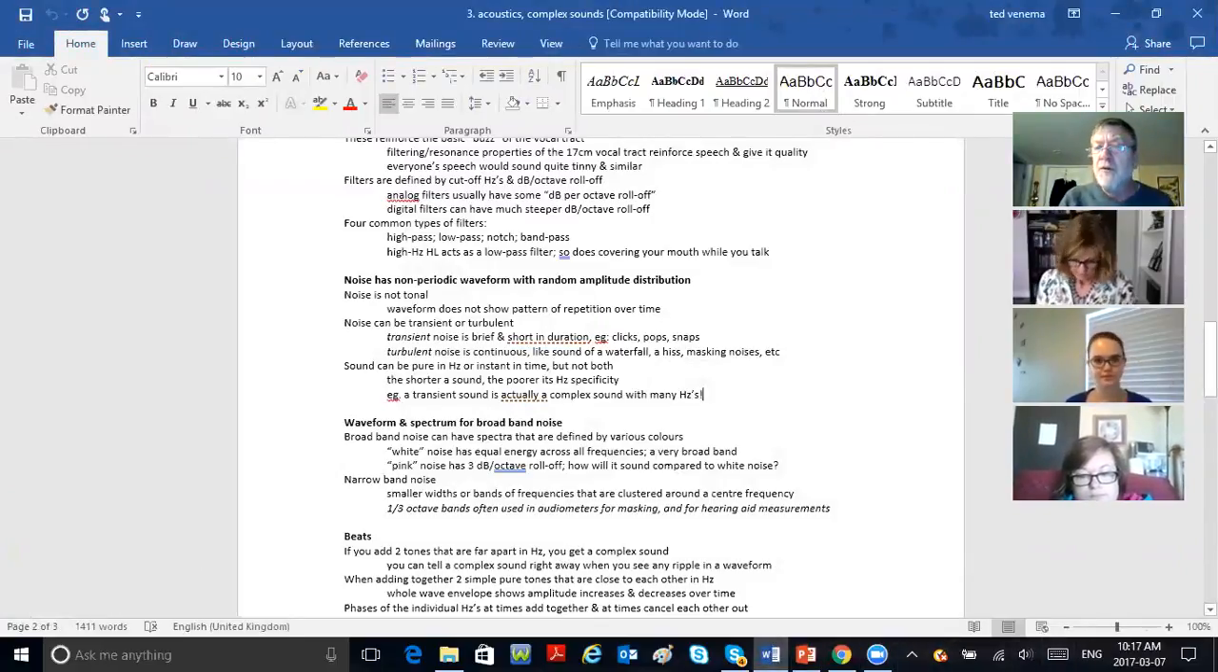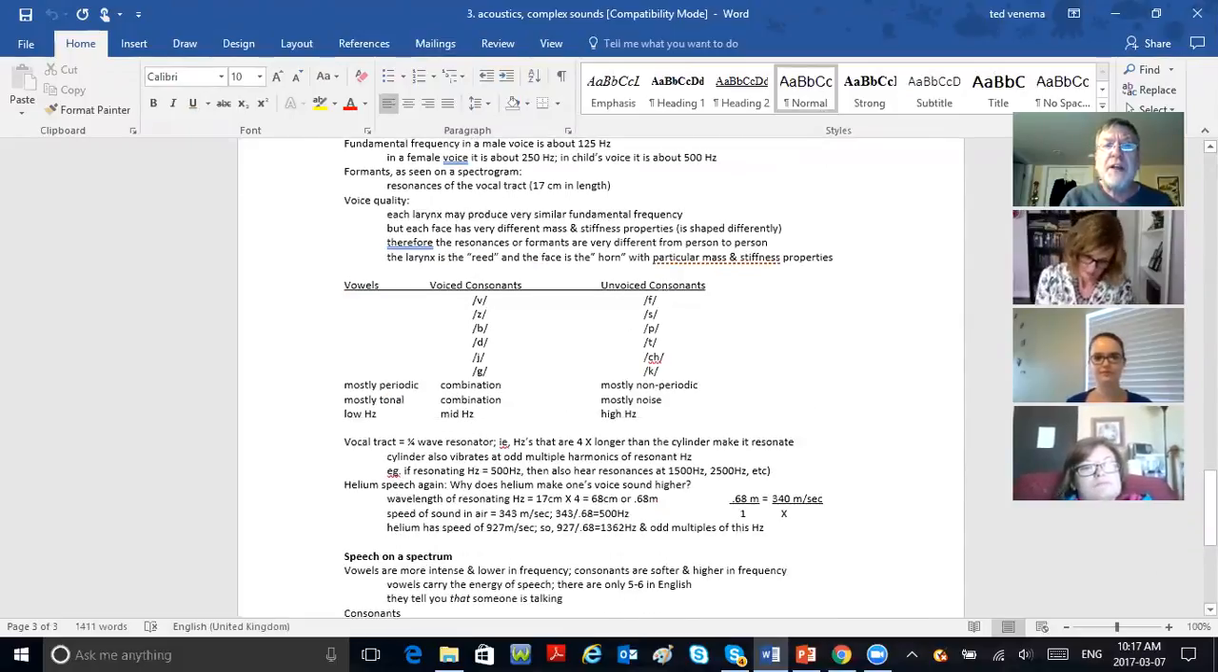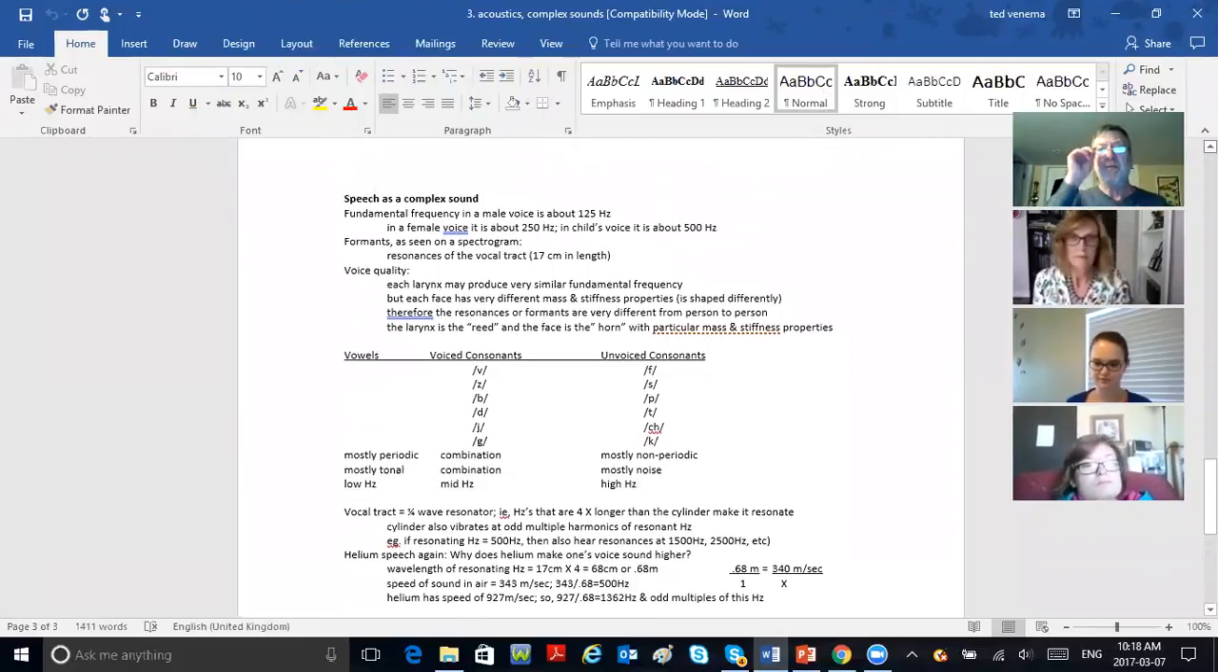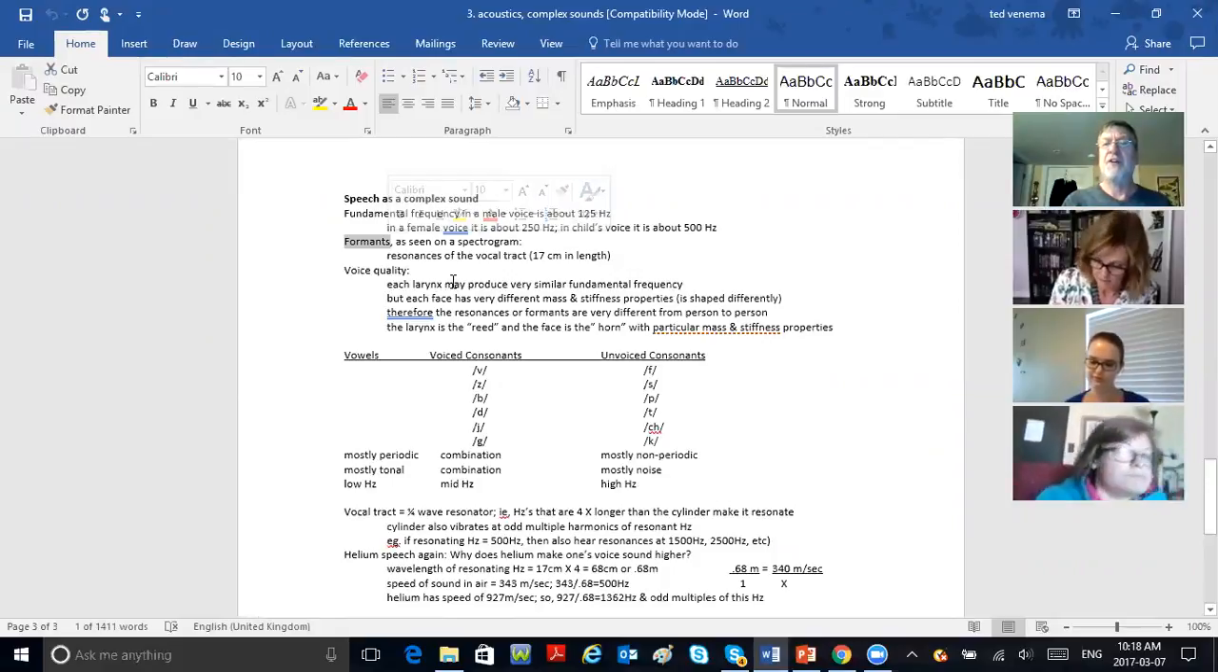And we'll move away and just talk really about speech. Let's read this together. Top of page 3. Speech as a complex sound. Fundamental frequency in a male voice is about 125. In a female, about 250. In a child's, about 450 to 500. Formants, as seen on a spectrogram. Don't worry about it. Formants, though, that word means resonances of the human vocal tract. That's what that word means.